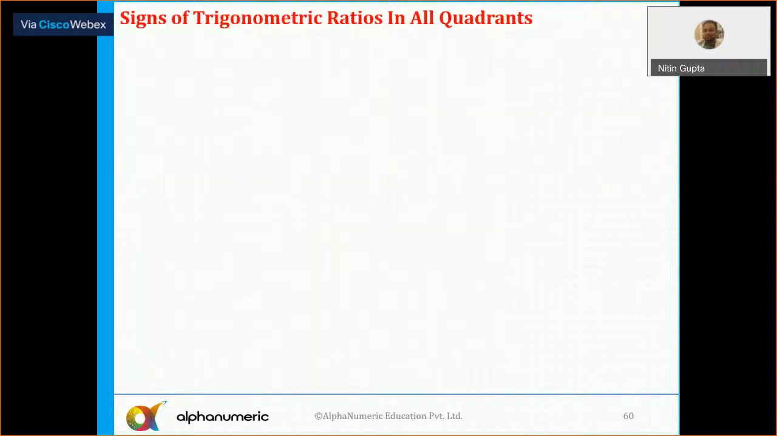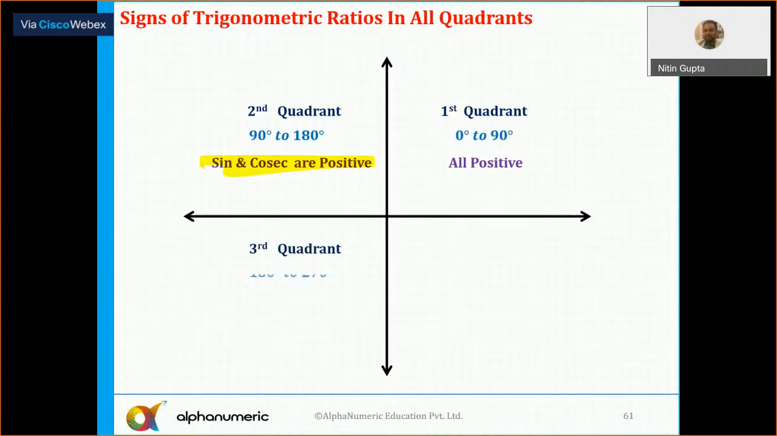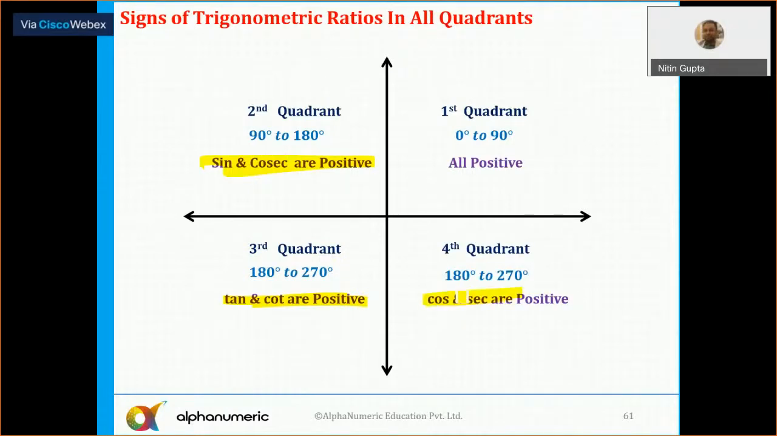Now, signs of trigonometric ratios in all quadrants. In the first quadrant, all are positive. In the second quadrant, sine and cosec are positive. In the third quadrant, tan and cot are positive. And in the fourth quadrant, we know that cos and sec are positive. Some of you might know the mnemonic also to remember these things. All right. Let's move to the next slide then.